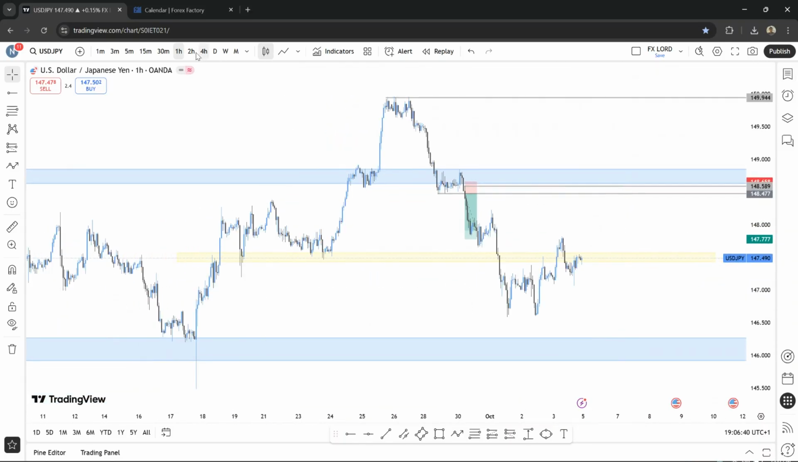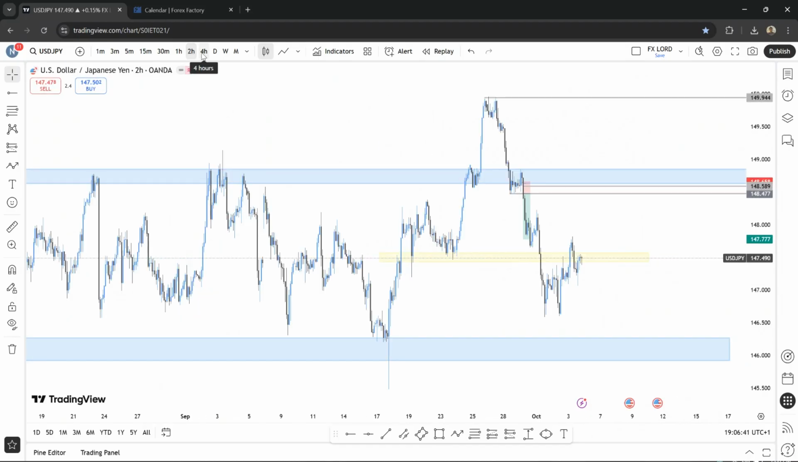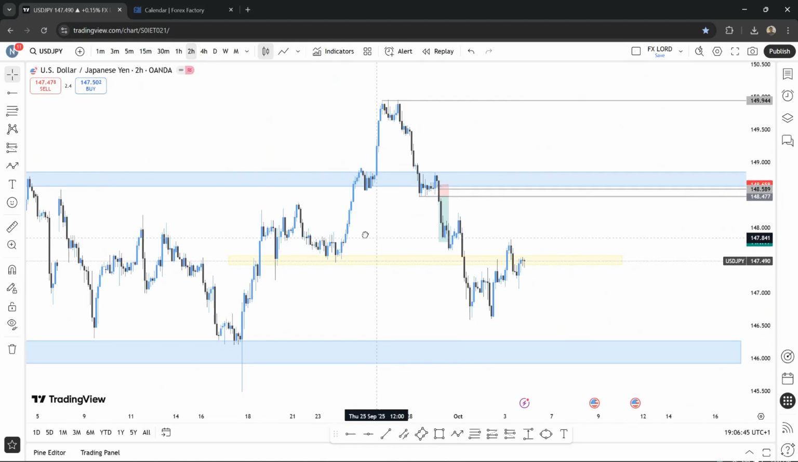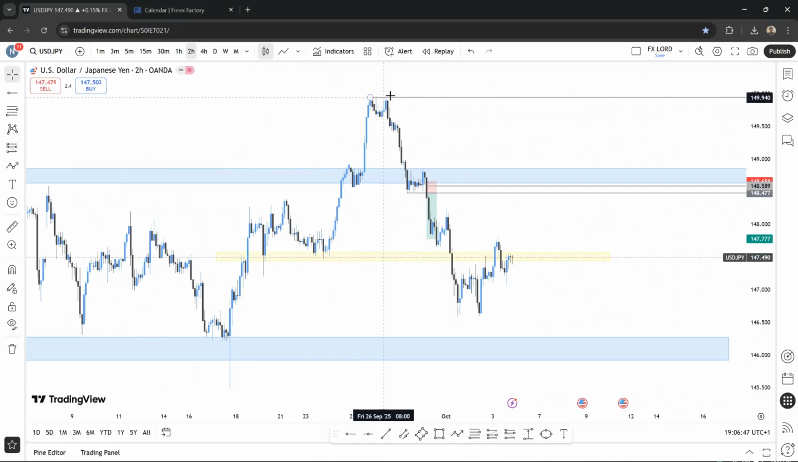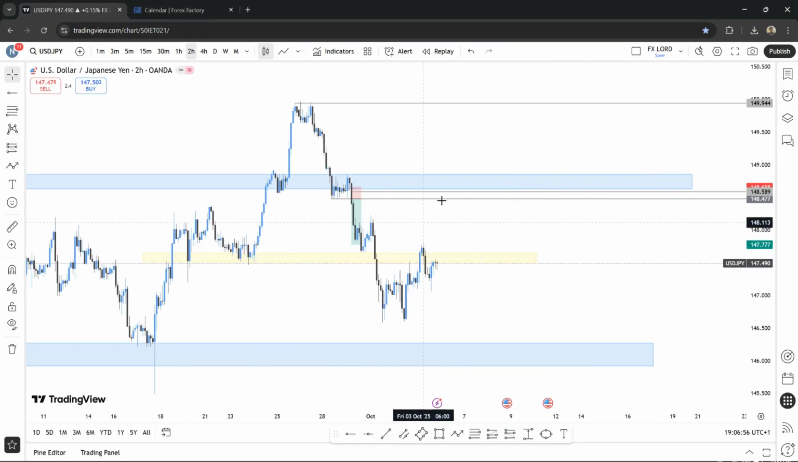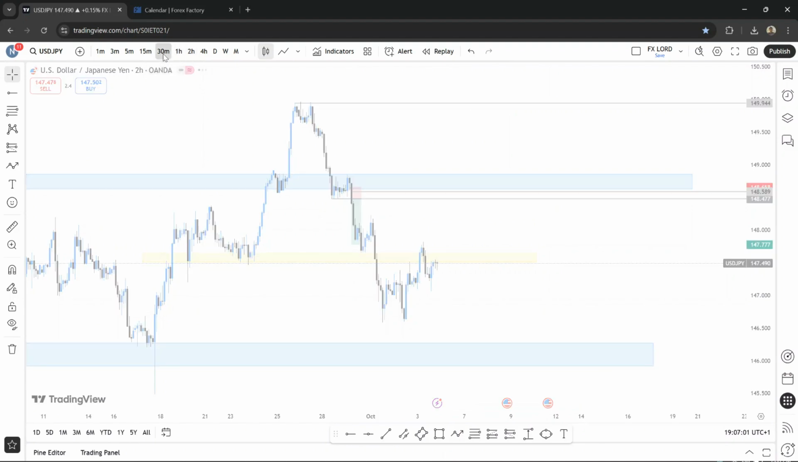Now on a 4 hour time frame, this is 2 hours. You can see I drew out a minor key level because I saw the market reverse into this level, came back here, reversed into this level, and there were some touches around this level, man. So this was a good area of interest. So if I'm going to buy this market, this is what I'm looking out for.